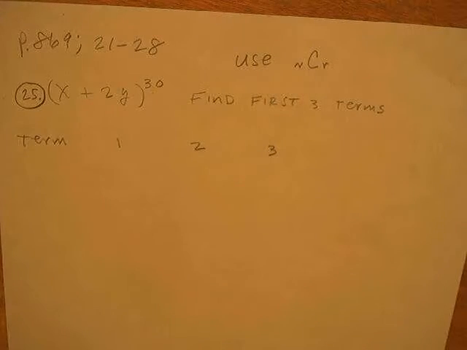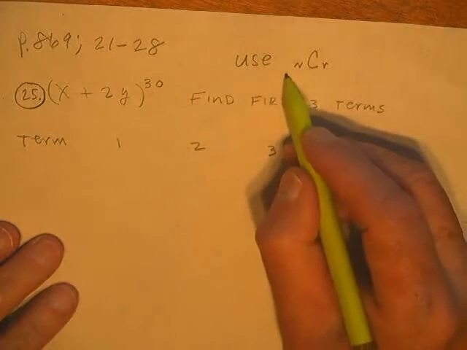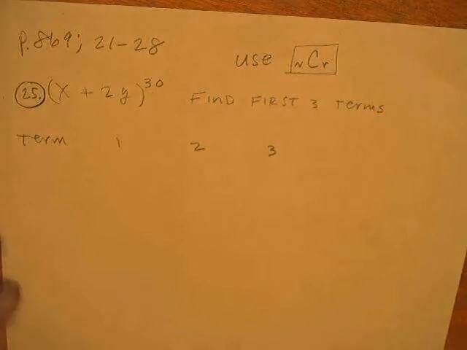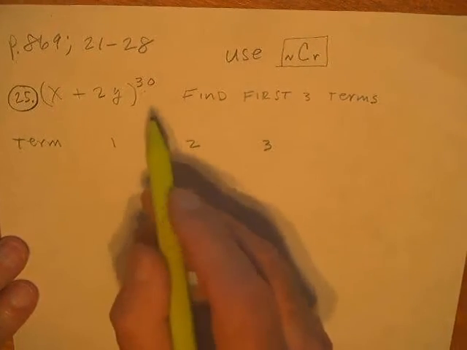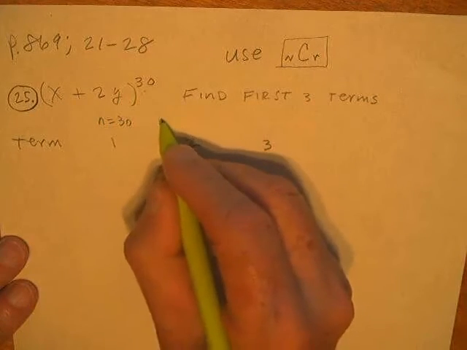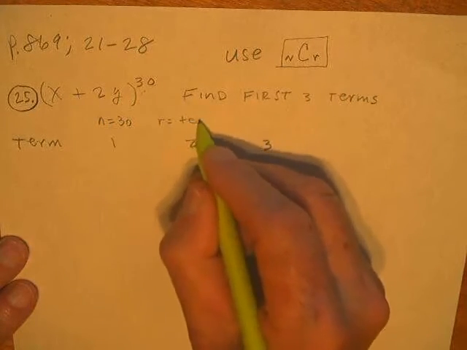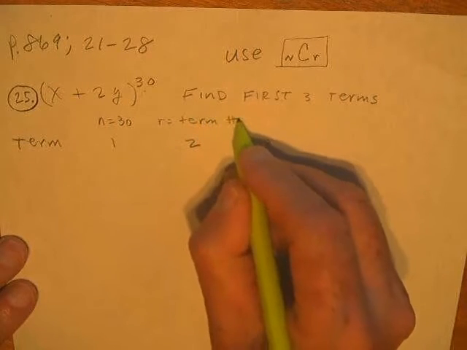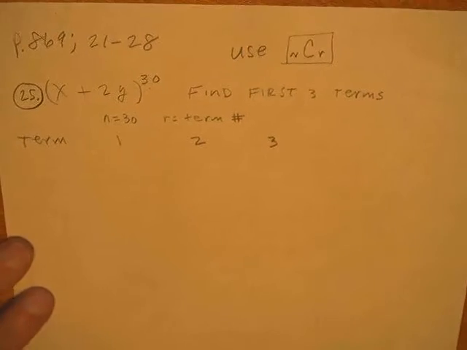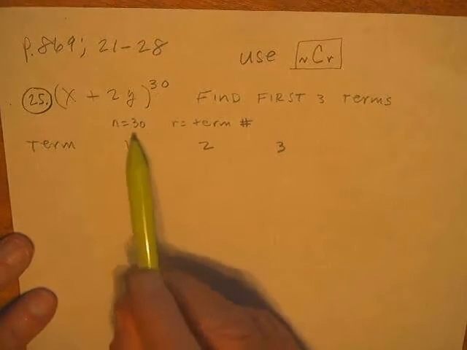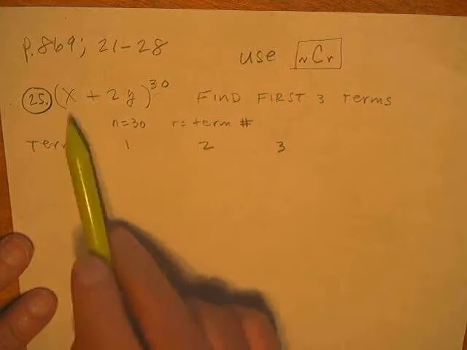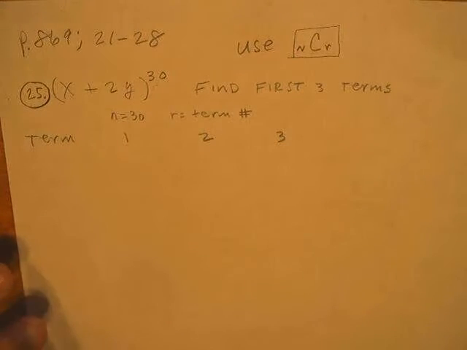So what do we do? Well, we use this function on the calculator. On this one, n's going to be 30, and r is the term number. They just want the first three terms. We'll talk about stair-stepping these in a minute. The stair-stepping is easy. It works the same way.